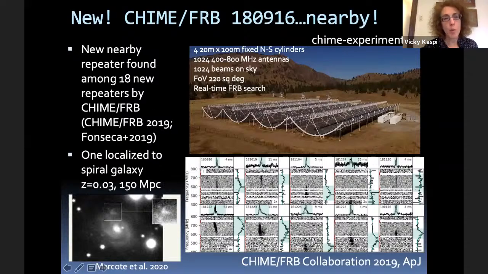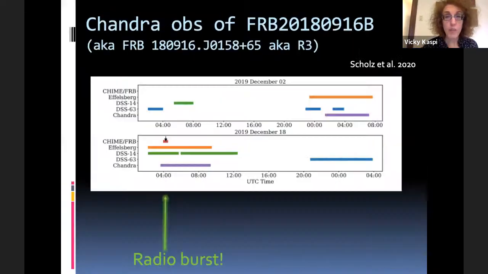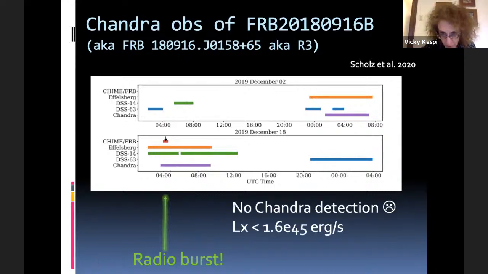But one of them was localized by the European VLBI network to a spiral galaxy at a distance of only 150 megaparsecs, so much closer than the original repeater. We got Chandra time to look at it, and you can see here the radio burst happened. There was a radio burst detected by CHIME, that's a little black arrow, at the time of Chandra observations. We were really, really excited.